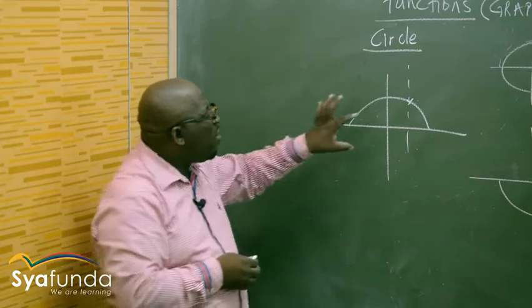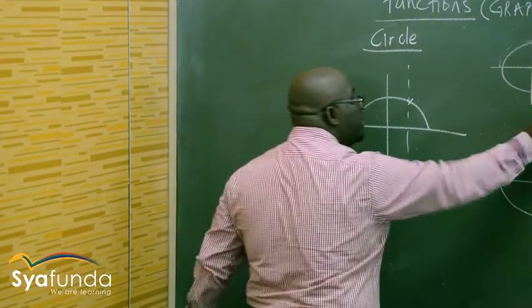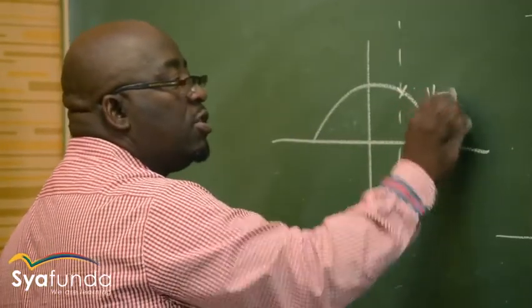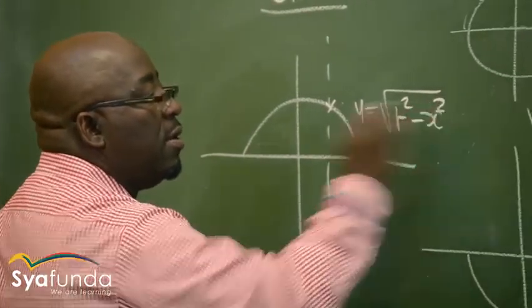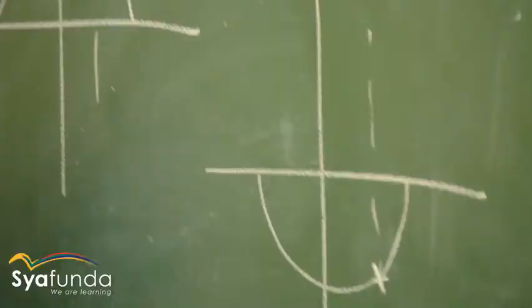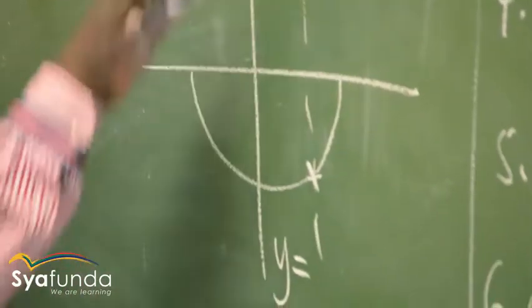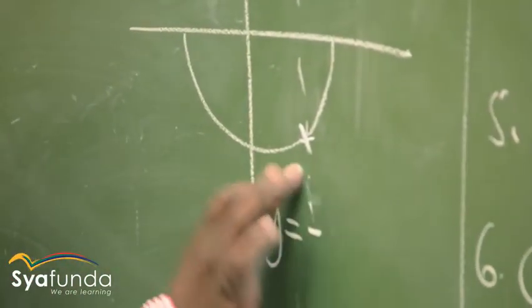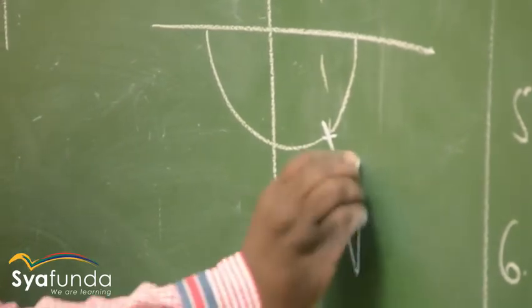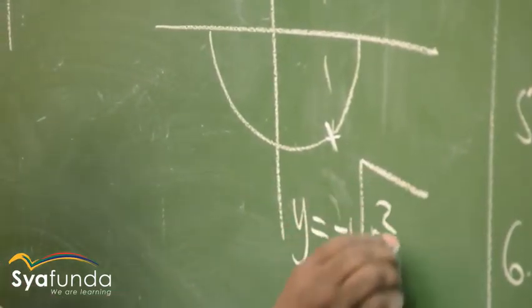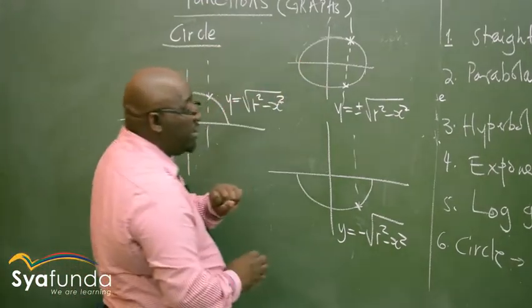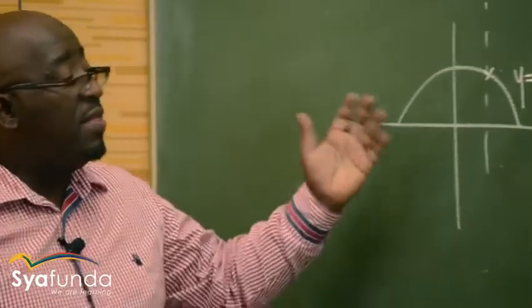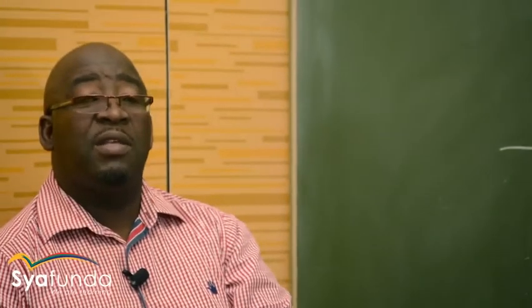Now, what will be the equation of this one? It will be the positive part, which will be y equals the square root of r squared minus x squared. This next one would be y equals, this is the negative part, negative square root of r squared minus x squared. Take note, if it is together, it's not a function, but it can be restricted in these two ways such that it becomes a function.